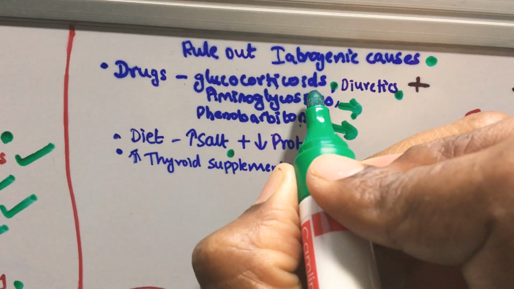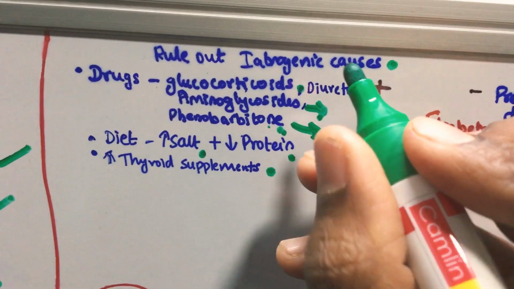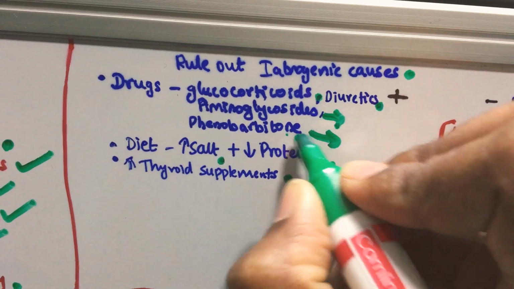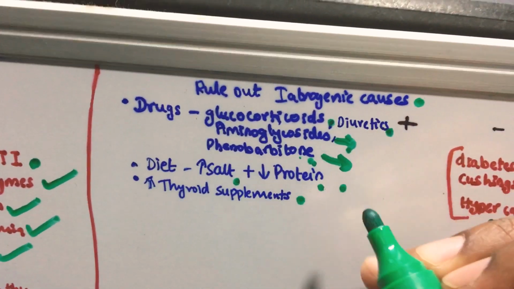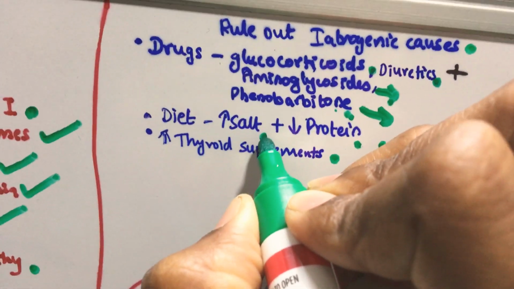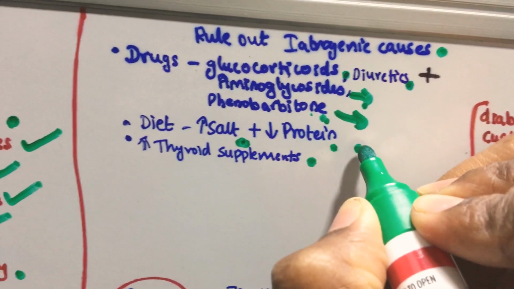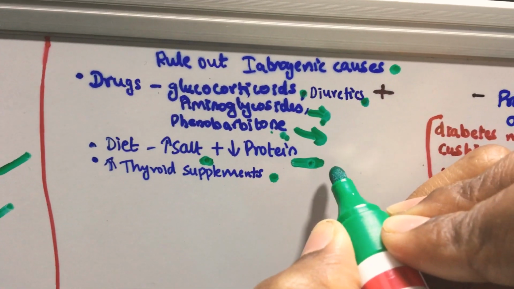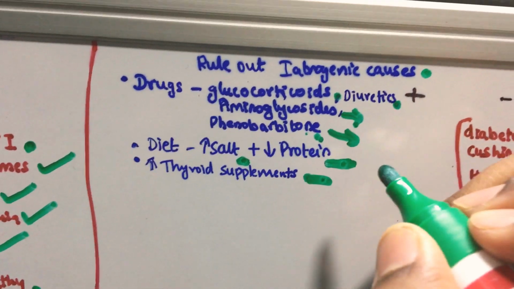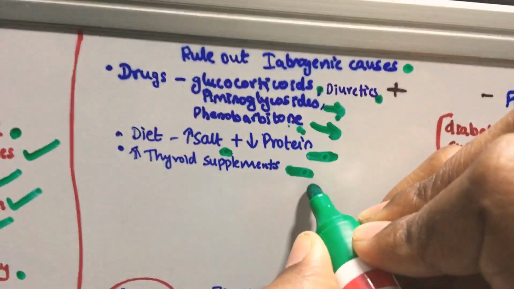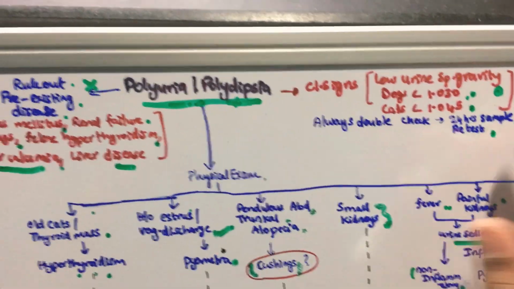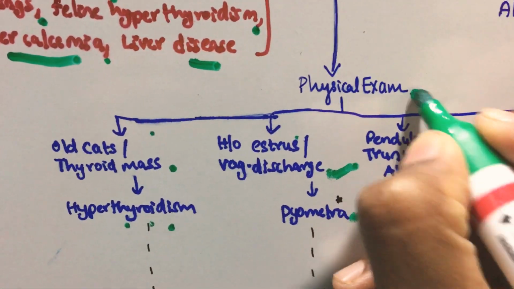Drugs such as glucocorticoids and diuretics are known to cause PUPD. Aminoglycosides and anti-epileptic drugs like phenobarbital can also cause PUPD. Diet such as a high salt diet can increase thirst, and a low protein diet can also cause polyuria and polydipsia. Some thyroid supplements, if given in excess, can also cause PUPD. Once you have done all these three things, then comes physical examination.